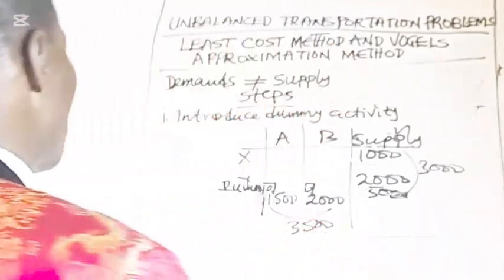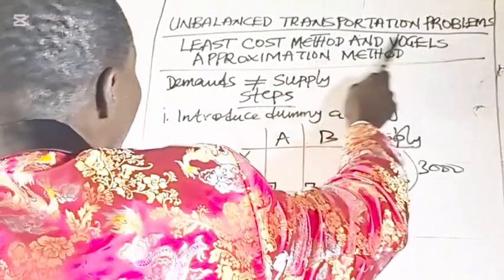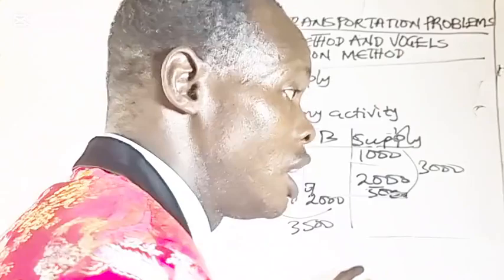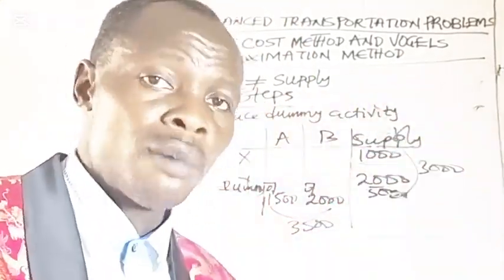Now I want to take questions as worked example using least cost method and Vogel's approximation method. Please keep watching. You will understand it better with the examples I'm about to solve now.